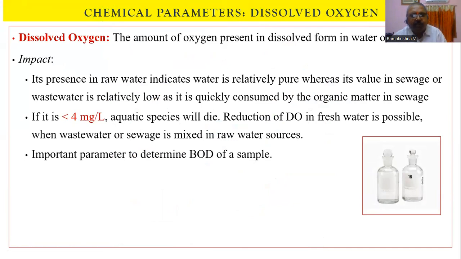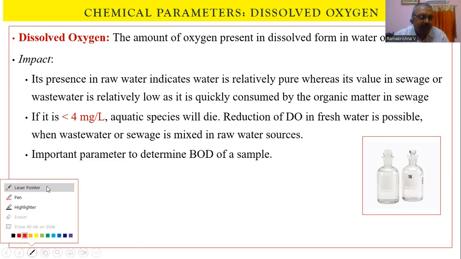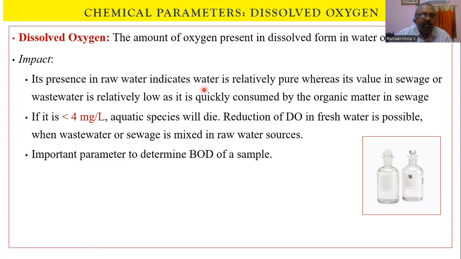In one of the previous videos, we discussed briefly the significance of DO. It is nothing but the amount of oxygen present in dissolved form in water or wastewater. Its presence in raw water indicates water is relatively pure, whereas the value in sewage or wastewater is relatively low, as it is quickly consumed by the organic matter in the sewage. Because biological decomposition is always happening continuously in the sewage, the oxygen content will be reducing.